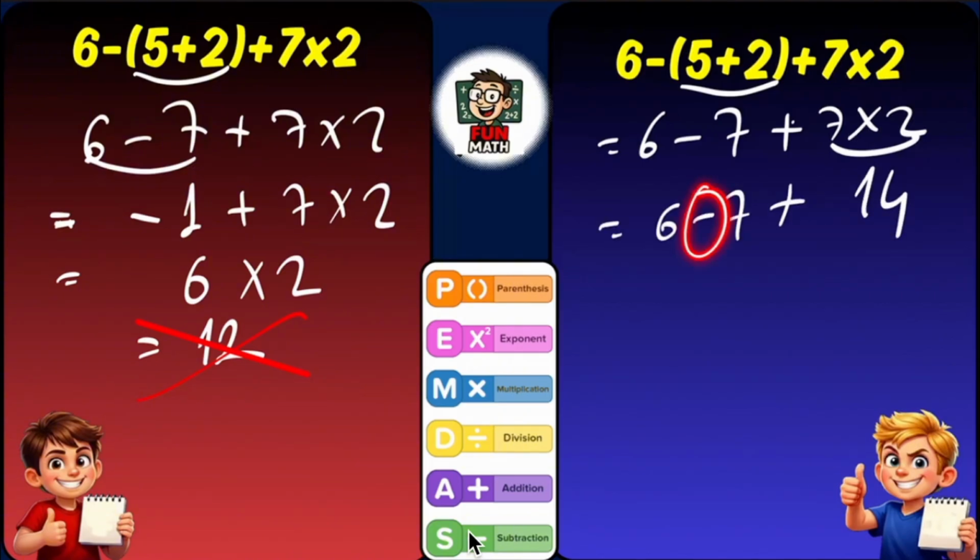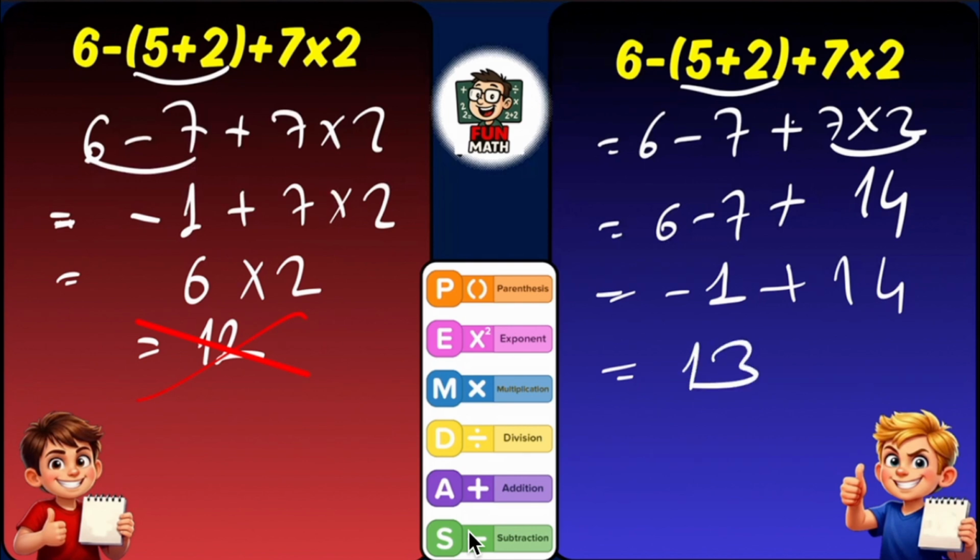Now there are subtraction and addition, with no order, so we go from left to right. First, subtraction: 6 minus 7 equals negative 1. Finally, addition: negative 1 plus 14 equals 13. The correct answer will be 13.